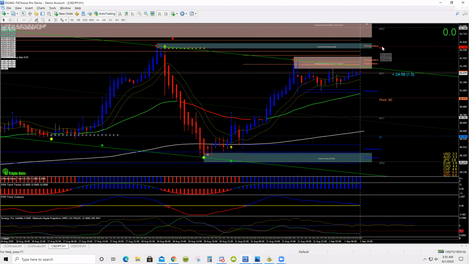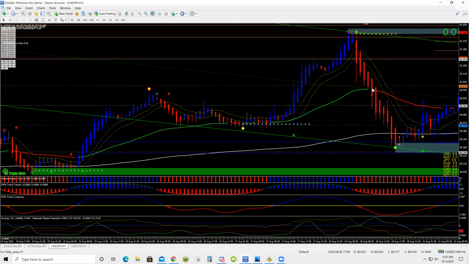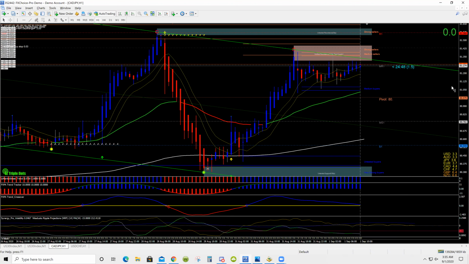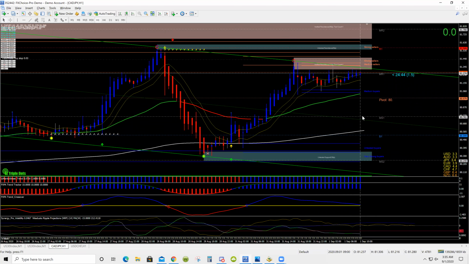You see this pivot level? Just look at this pivot. On this template for the Easy Trip Out red, blue plus, it has pivot lines, and these pivot lines are significant. So I can show you guys how to trade pivots. Pivots are a really, really good strategy. This is almost like guaranteed money.